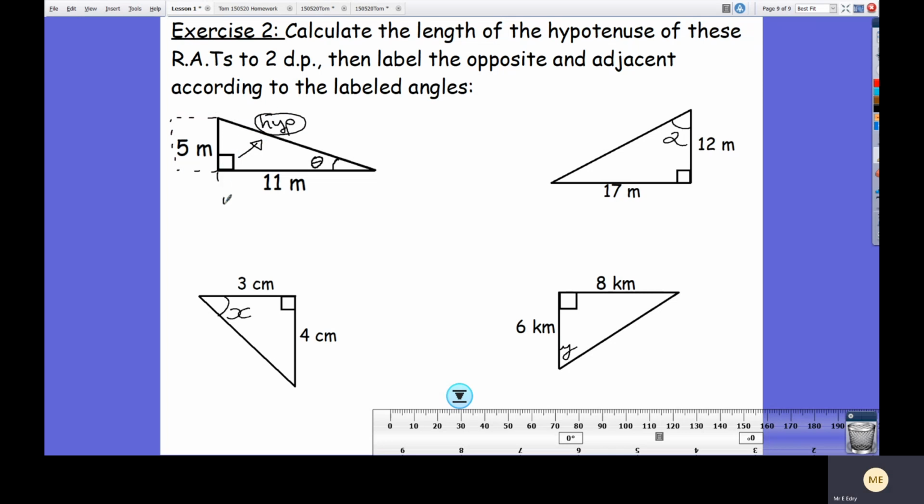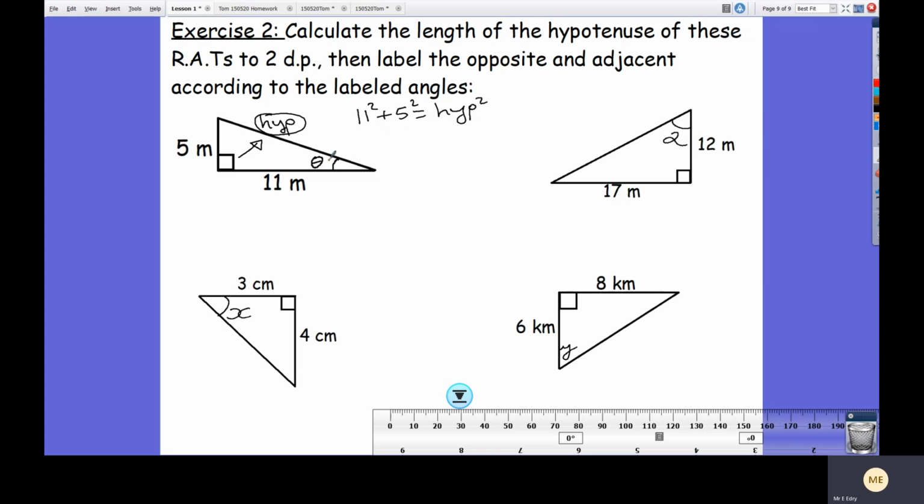If I were to draw squares coming off these sides, if I added up the areas of these squares, it would give me exactly the area of the square off the hypotenuse. So that means the sum of the squares of the smaller two sides is equal to the hypotenuse squared. So that's 11 squared plus 5 squared is the hypotenuse squared. Or you could say this as the adjacent squared plus the opposite squared is the hypotenuse squared if you want to. So doing that, I get 11 squared, which is 121.